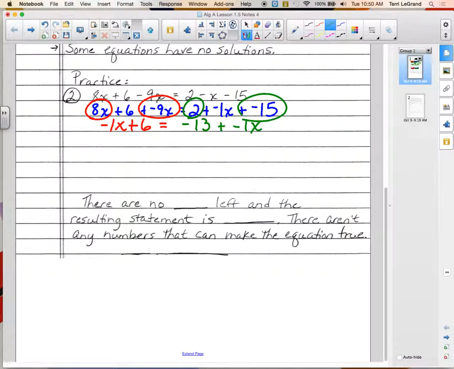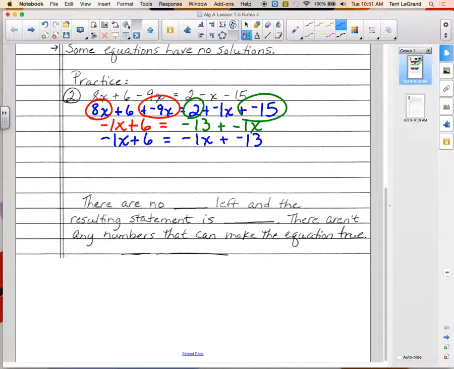So what I'm going to do is I'm going to have, typically in expressions we like the variable term to be first. So I'm going to leave the left side as it is, and on the right side I'm going to have those two trade places. Because I might be starting to think for a moment here, hey, they both have a negative 1x on them. Maybe this is an identity.